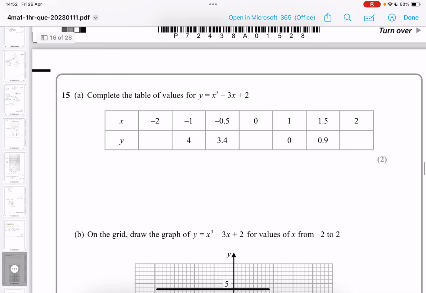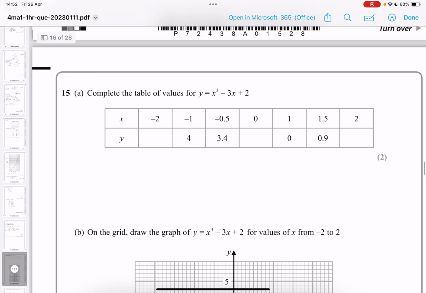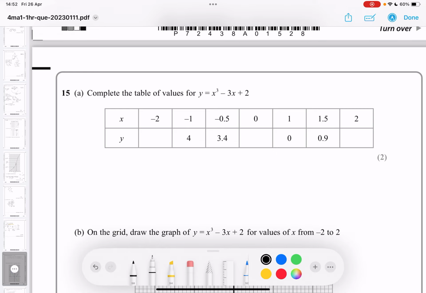Complete the table of values for y equals x cubed minus 3x plus 2. So this is easy. All you need to do is just substitute minus 2 in this equation for x, and you just put that in your calculator. And when you do that, you get an answer of 0, and do the same for the others. That will be 2 and 4.